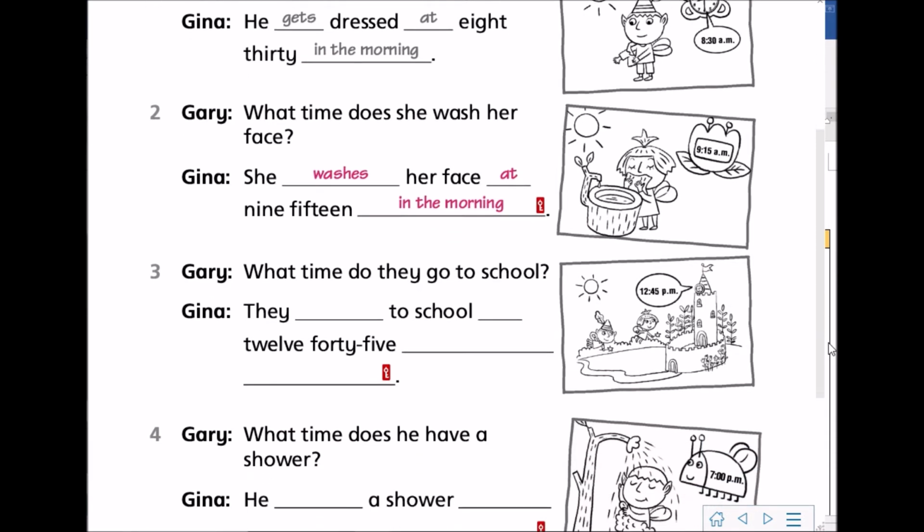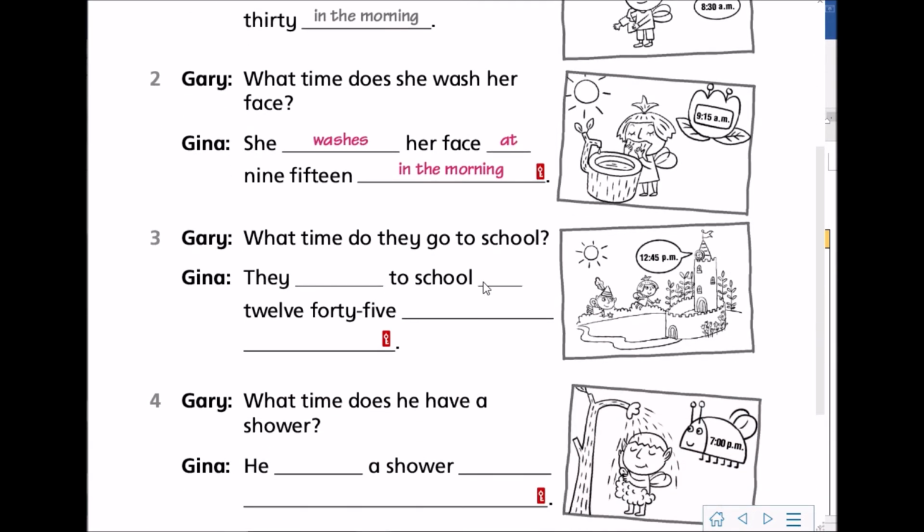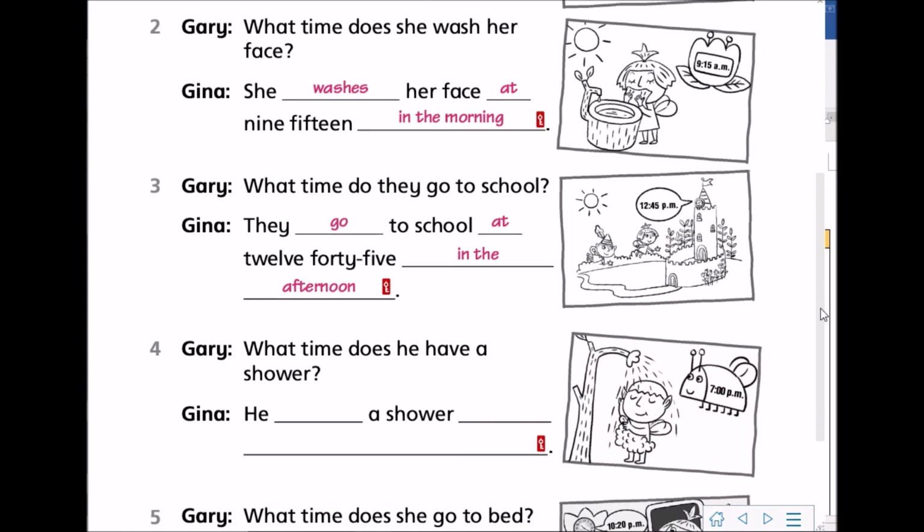What time do they go to school? So there are 2 people, I, you, we, they, no S for simple present tense. So they go to school at 12:45. You see the word PM. So is it in the afternoon or in the evening? Which one? Yes, in the afternoon, because it's still early in the afternoon. Evening is when the sun is setting. 當太陽落山嘅時候，傍晚嘅時候 we say in the evening.